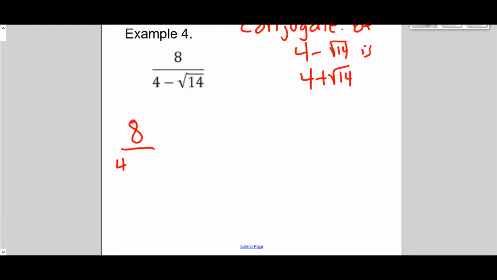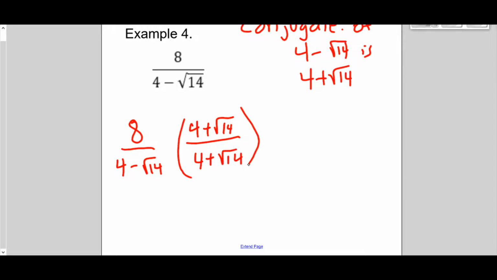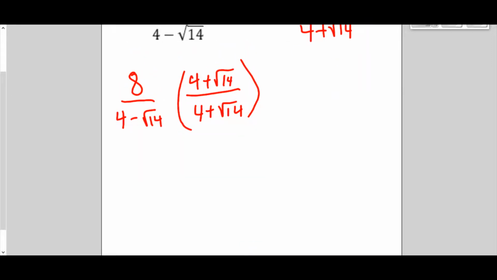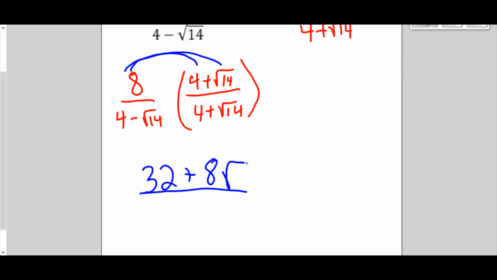So we would do this one like this. 8 divided by 4 minus the square root of 14, and we're going to multiply by the conjugate divided by itself. So I would write 4 plus the square root of 14 divided by 4 plus the square root of 14. Then this is just multiplying radicals, which we looked at previously. We're going to distribute this 8. In the numerator, 8 times 4 is 32, and then 8 times the square root of 14. Remember, 8 is not inside a radical, so it stays outside, and I write square root of 14.